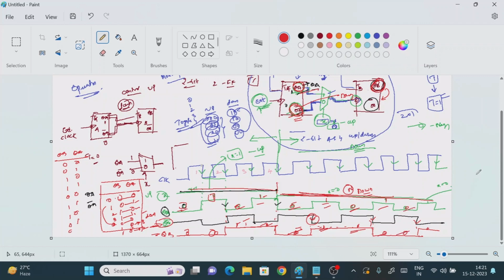Now see that. What is the count? 0, 1, 2, 3. Again it is going to 0. So it means that it is performing the up counting operation. Now see, 1, 1 means 3, 2, 1, 0. It means that it is going to perform the down count operation. So this is how we design the 2-bit asynchronous up down counter.